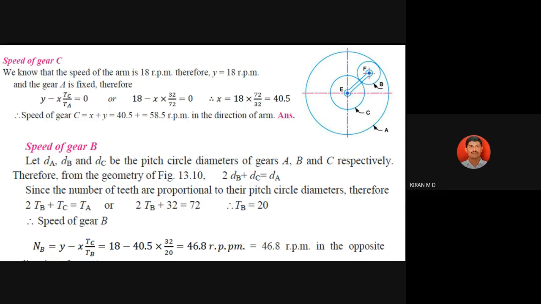Is it clear? You are going to get negative 40.5 into 32 by 20, so you get a larger value, and then we subtract this 18. So here it is minus 46.8 RPM. This is the speed of gear B. That's it. Is it clear? Shall we go to the next problem? Yes, sir. So we will solve one more problem.